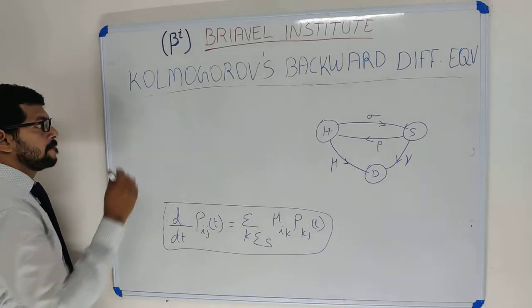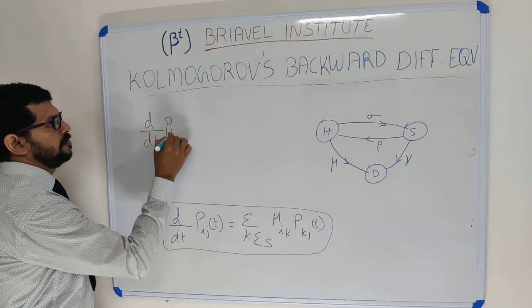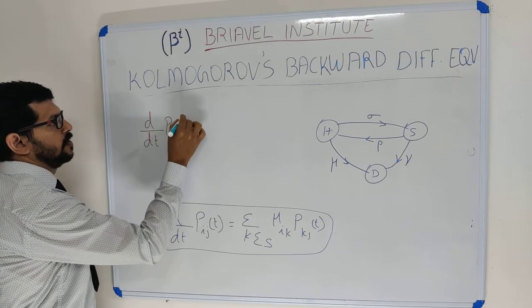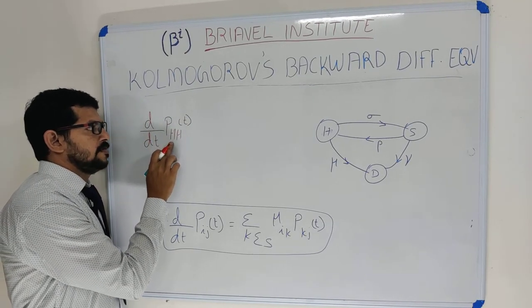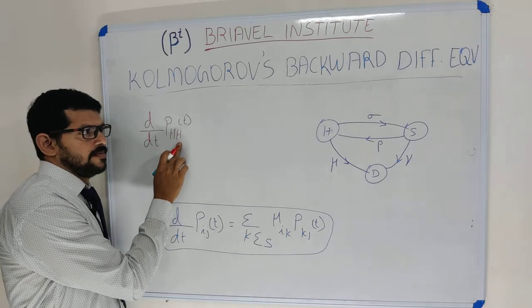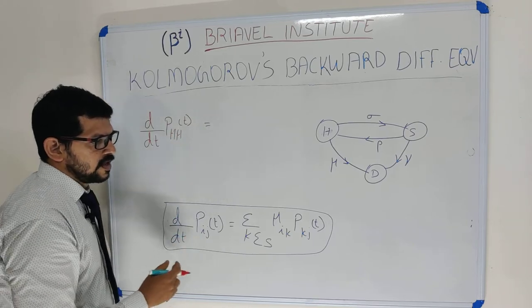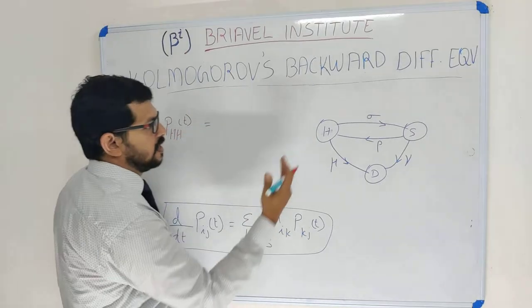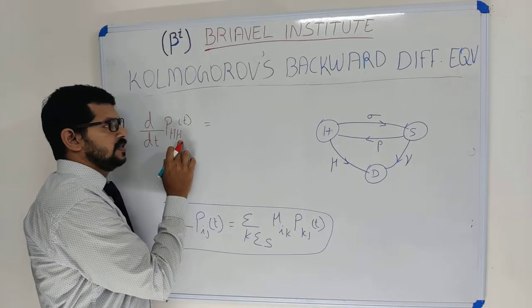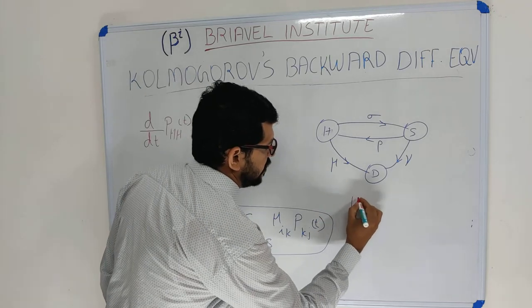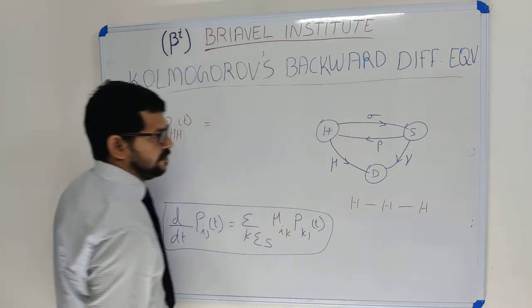First problem, in the backward differential equation, we have to find d by dt of P of HH t. So initially we start from H and continue in the same state. So we have to write it in the backward differential equation. What are the possibilities here? H is continuing in H, the state H only. Initially we start from H, we continue in H, and again continue in H.